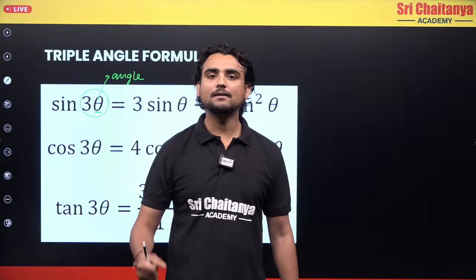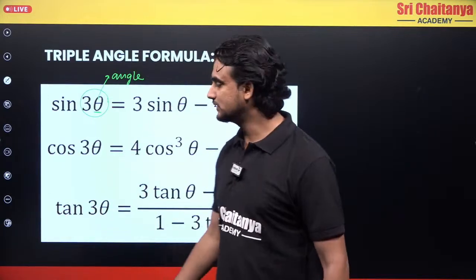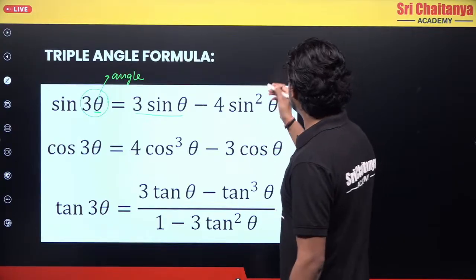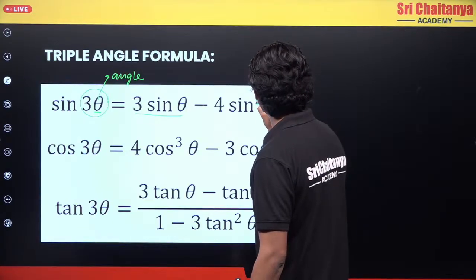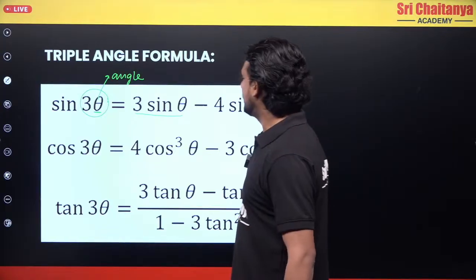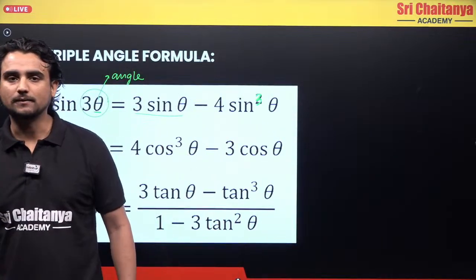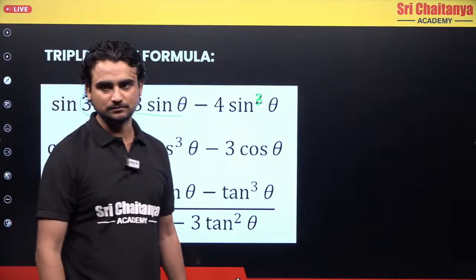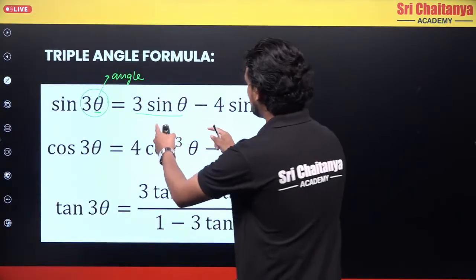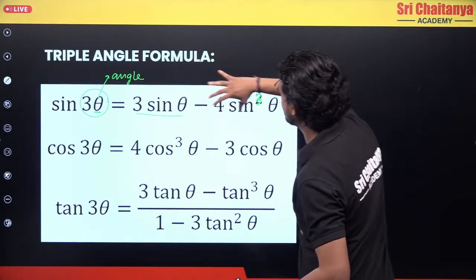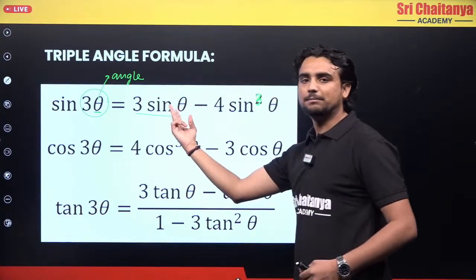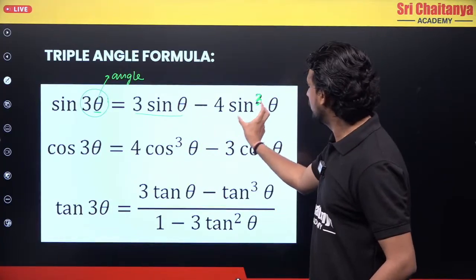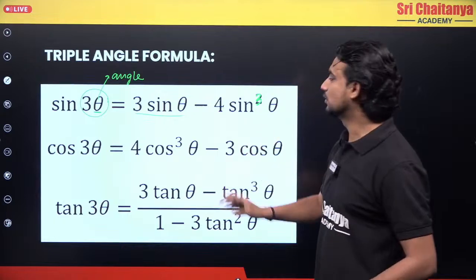It is 3 sine theta minus 4 sine cube theta. This should be cube. What is the formula? 3 sine theta minus 4 sine cube theta. What is cos 3 theta? 4 cos cube theta minus 3 cos theta. How to remember them? Just understand that this is written here and this is written here. They have changed their places. Same thing you have to do: 4 cos cube theta minus 3 cos theta.